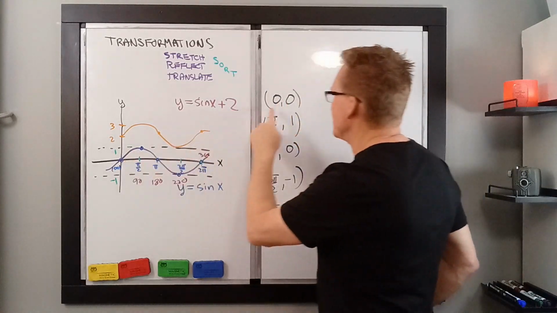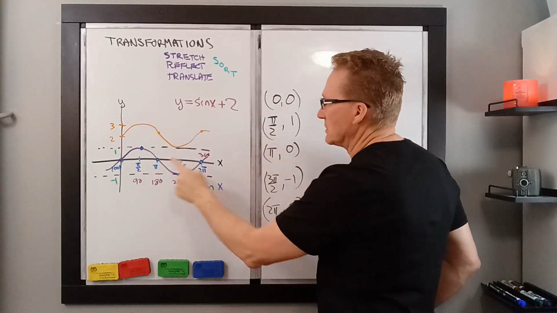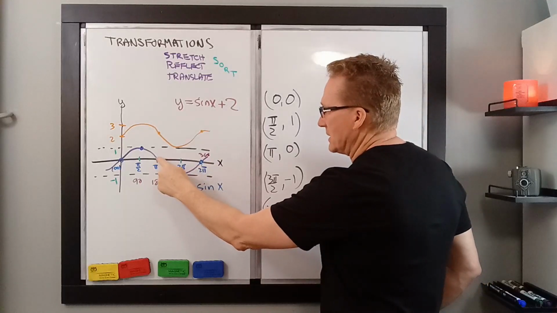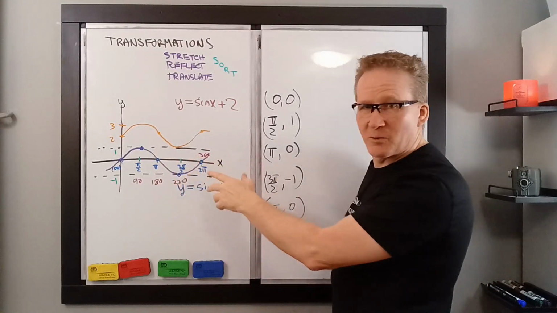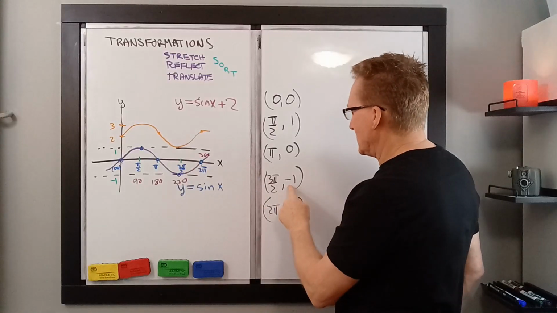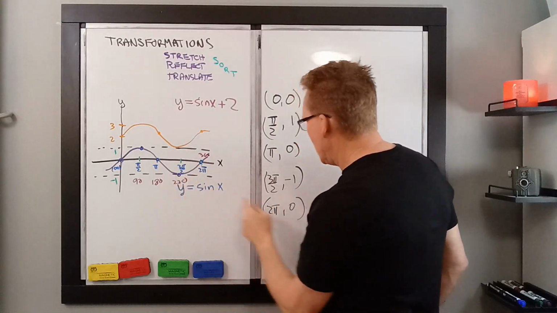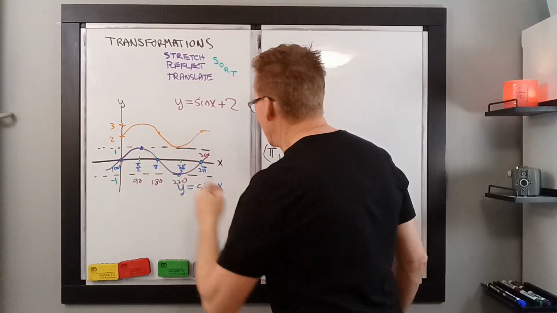This first one here is 0, 0, right up there. The next one is the x value is pi over 2, the y value is 1. Then it's pi, and the y value is 0. Then it's 3 pi over 2. These are the harder ones when you get into the fractions. And 3 pi over 2, and the value is minus 1 right down there. And then 2 pi, the value is 0 again. So it goes up and down from plus 1 to minus 1.